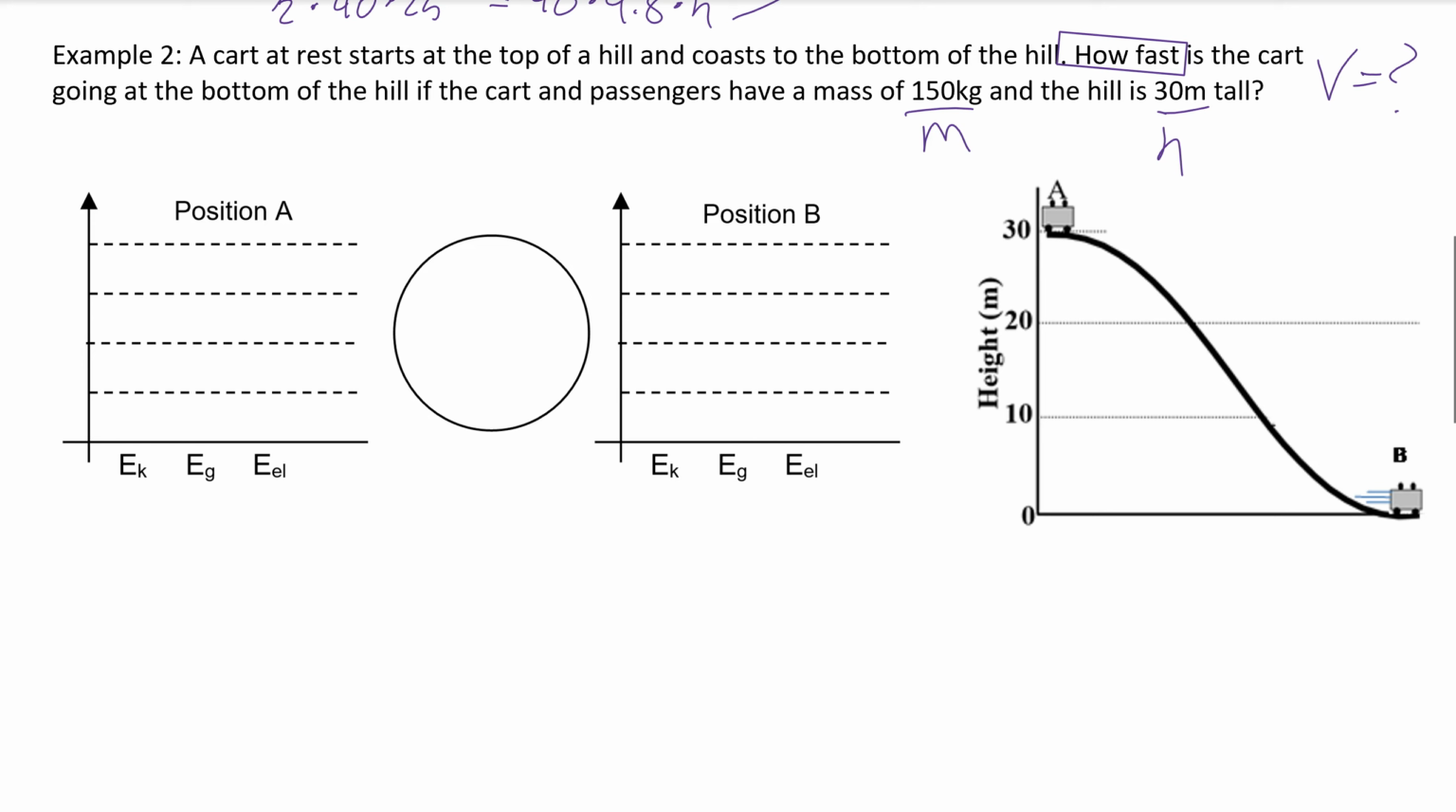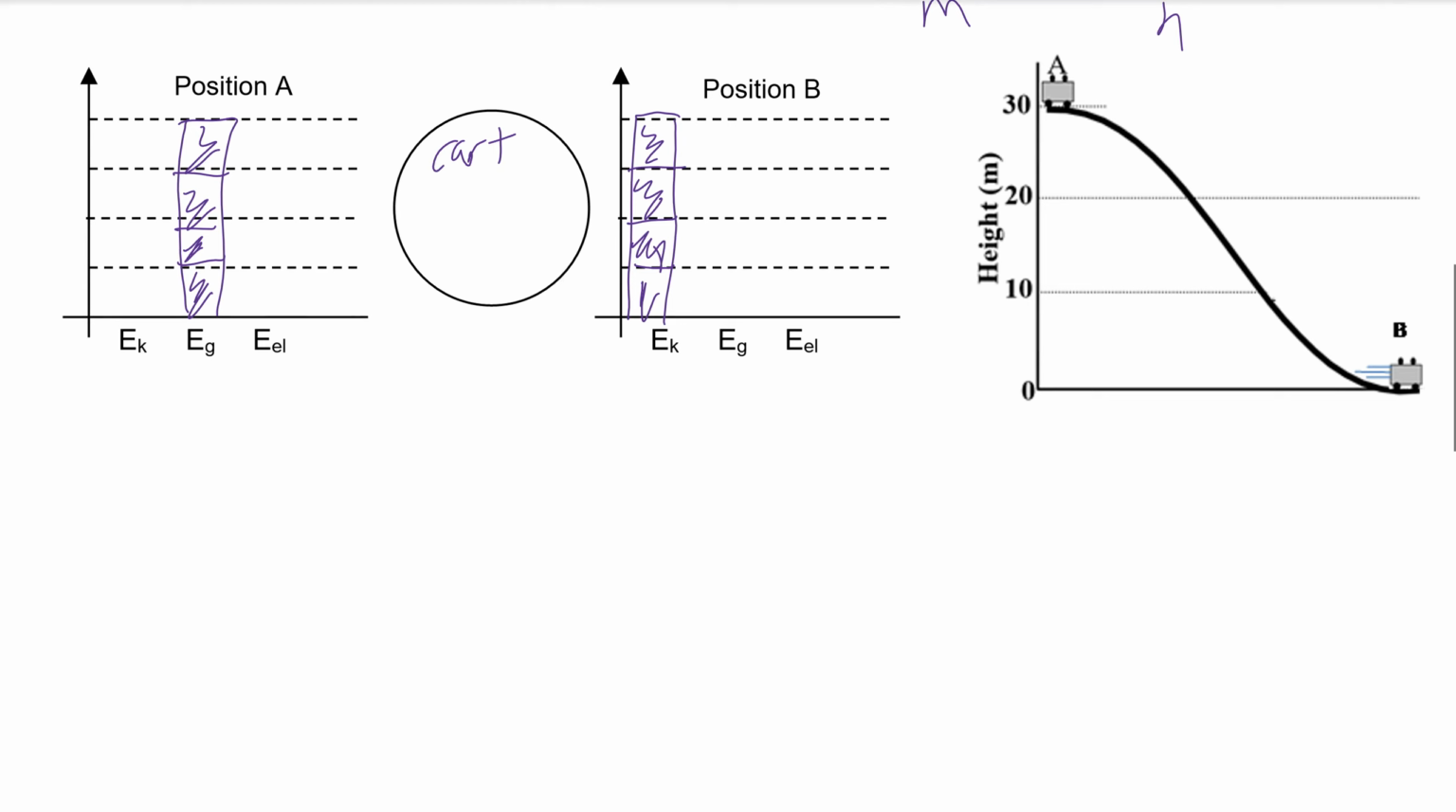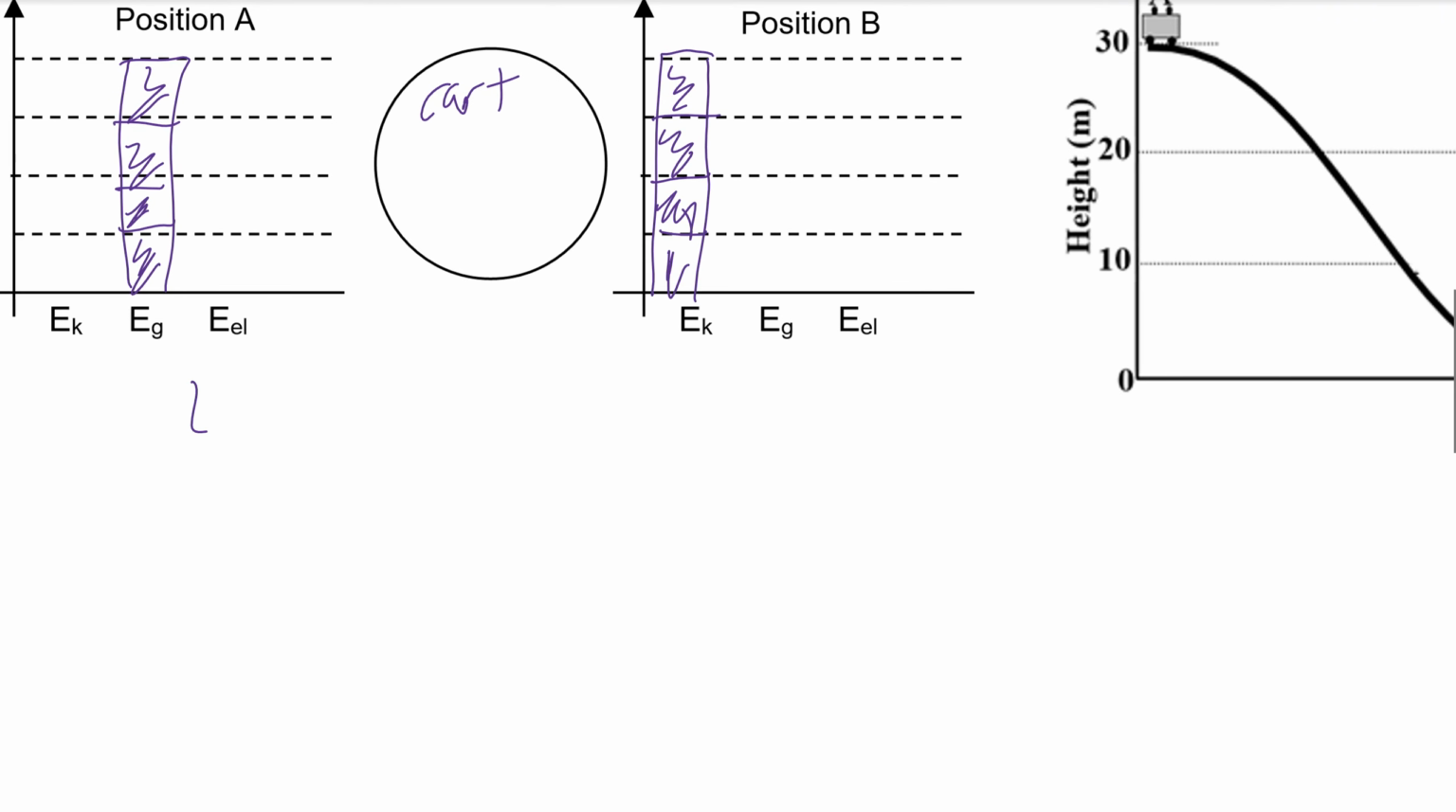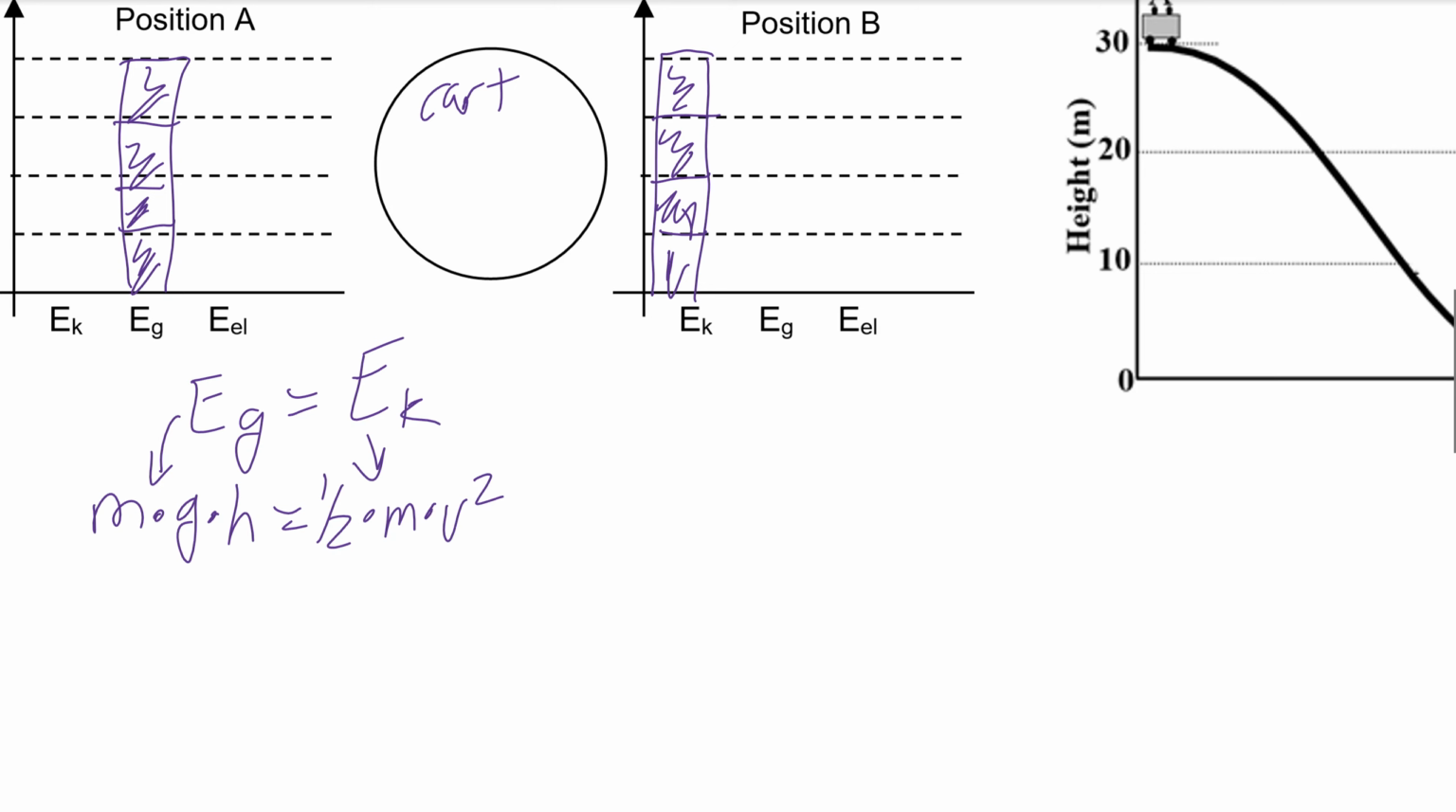So first step, we're going to do an LOL diagram. I'm just going to go ahead and show you the LOL diagram to save some time. I said the cart was in my system. The cart starts high above the ground, or above a reference point, so it has all gravitational energy. And then at the end, it's at the reference point, so we'd say it has only kinetic energy. And then now it's time to set up our equation. So we've got EG equals EK, pretty similar to the last one. Mass times gravity times height, which is EG, equals EK, which is 1/2 times mass times velocity squared.